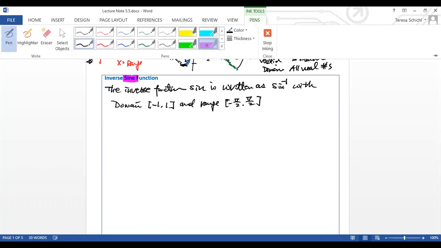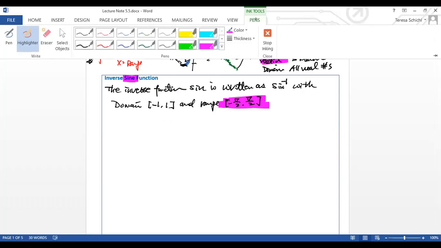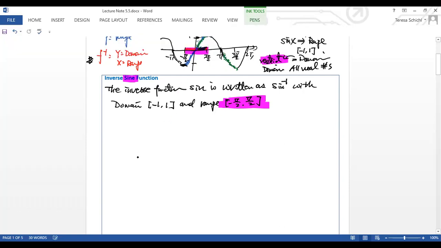This is super important, right? A lot of students make a mistake here, because you need to restrict your domain. So the way we restrict the sine, we put it in these regions here. Okay, so it's negative pi over 2 to pi over 2.